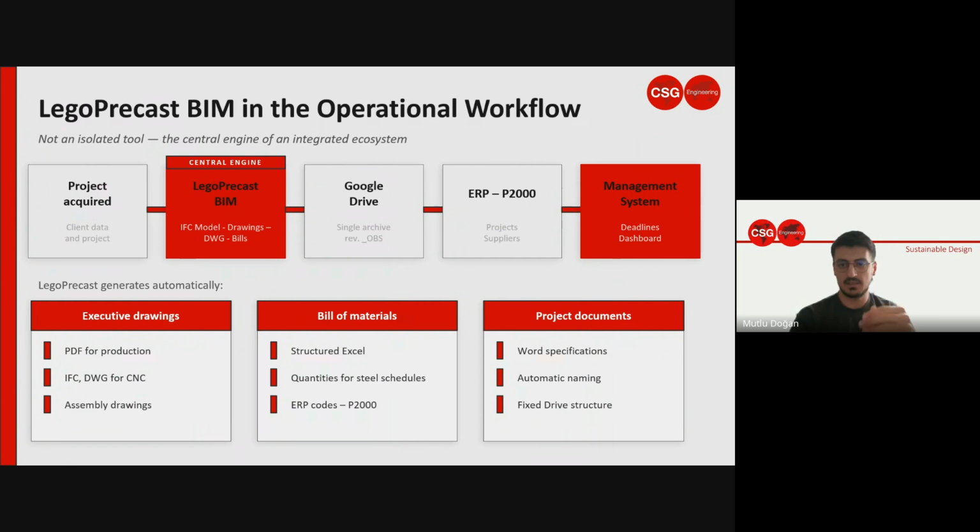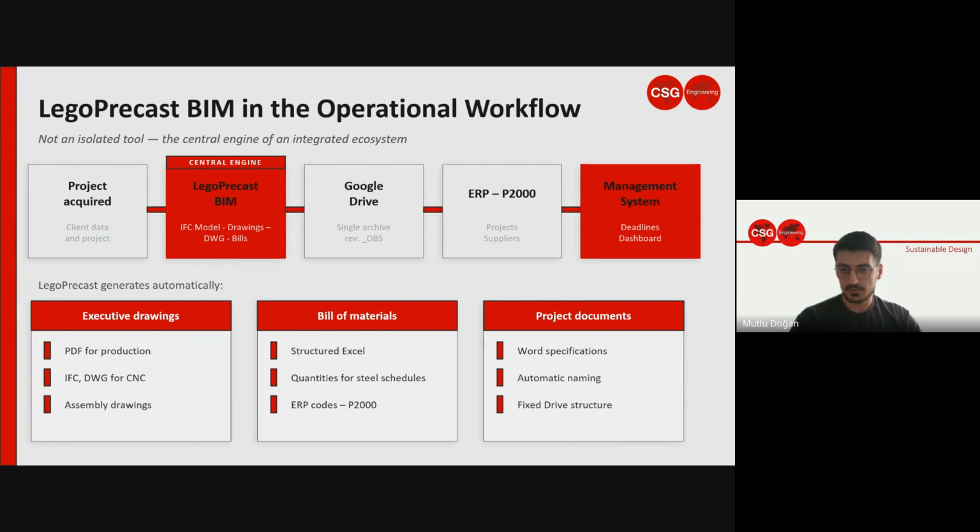Lego Precast takes client data and project specifications. Then it automatically generates everything the company needs: executive drawings, PDF for the production floor, IFC and DWG for CNC machines, assembly drawings, bills of materials in Excel, Word specification documents, which are named automatically without manual work, and also ERP codes for P2000, again, all automatic, no retyping of the quantities, names, etc.